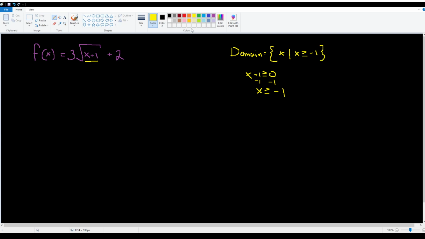Then I do my range. My range is whatever is being added or subtracted to the outside of the radical. In this case, it's 2. So my range is going to be y, such that y is greater than or equal to positive 2. So there's my domain and range. Now I need to create my graph.